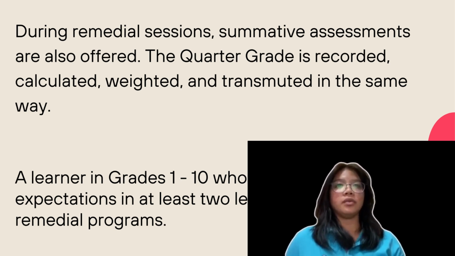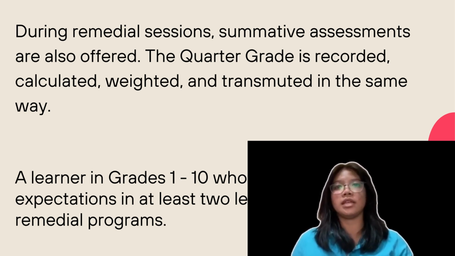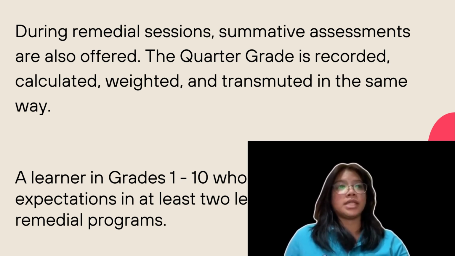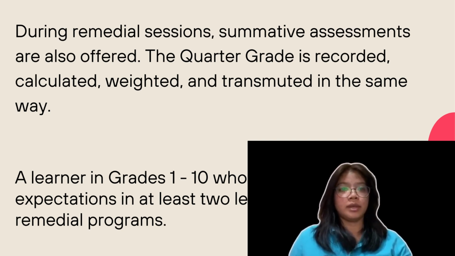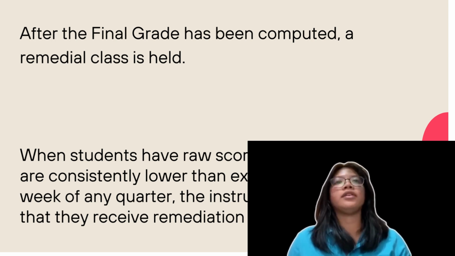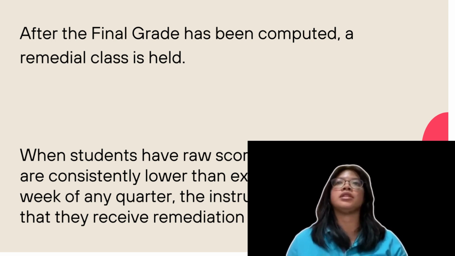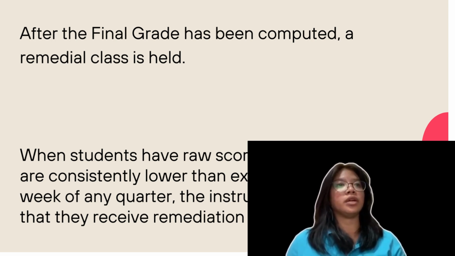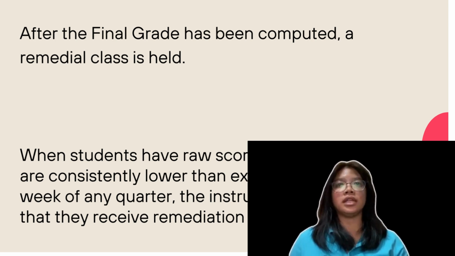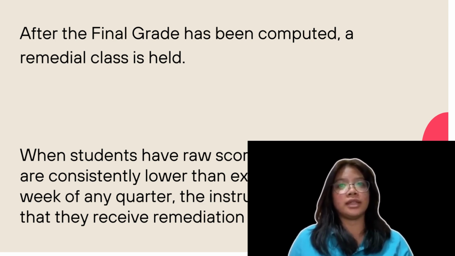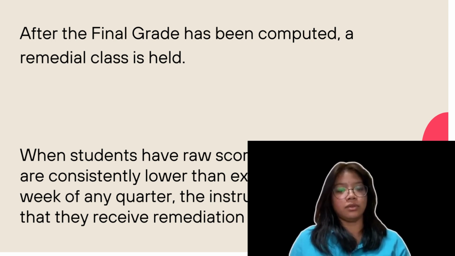A learner in grade 1 to 10 who does not meet expectations in at least 2 learning areas must take remedial programs. After the final grade has been computed, a remedial class is held. When a student has raw scores in written works and practical tests that are consistently lower than expected by the 5th week of any quarter, the instructor should ensure that they receive remediation.